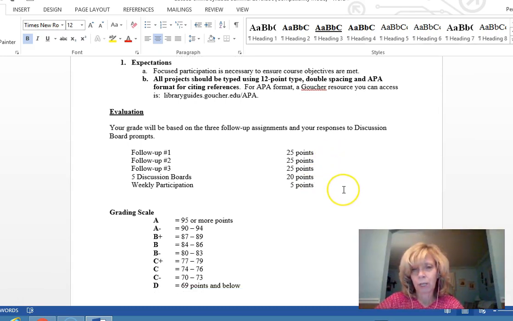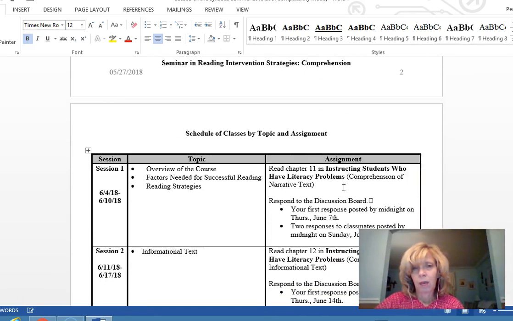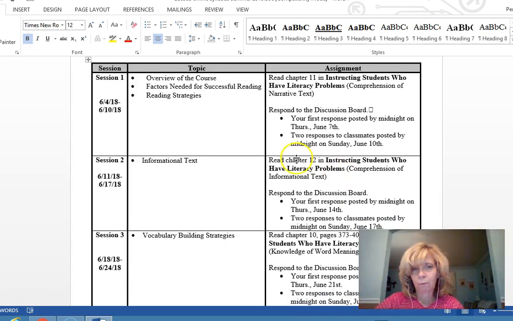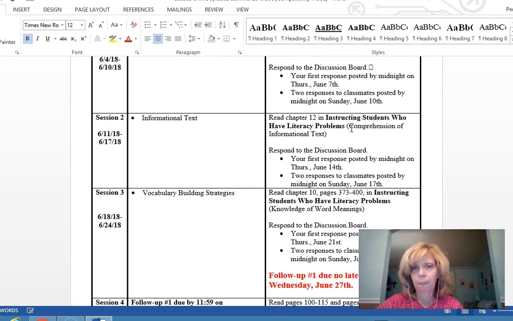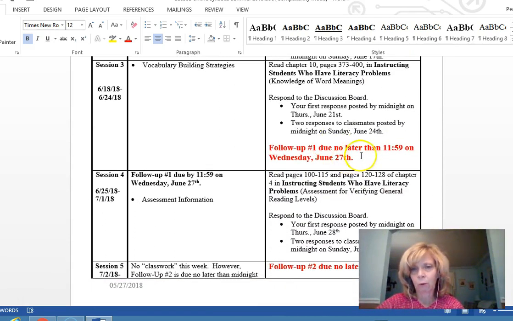And then here's your grade breakdown that I just went over with you. And then if you scroll down, here's our calendar. This column is our list of topics that we're going to be talking about, and remember, this is where you'll be posting that brief little discussion board response, just a 2 or 3 sentence reflection on whatever it is that we talk about during the week. And then over on this side, this is your list of reading assignments, and a reminder of when your discussion board responses are due, the first one being on Thursday, the second 2 being by Sunday. And if you scroll down, you can also see when your follow-up assignments are due.